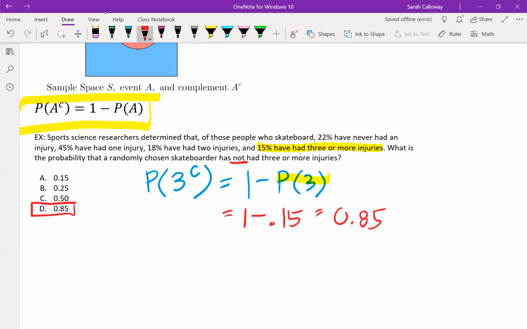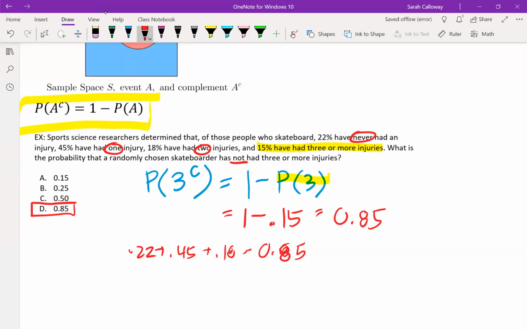Because they gave us all of the data in this situation, if they didn't have 3 or more, they either never had an injury, had 1 injury, or had 2 injuries, right? So one thing that we could have done as well is add up all these values to check to see if we get 0.85. So if we do 0.22 plus 0.45 plus 0.18, notice that that is also 0.85. So there was an alternative way to do that simply because they gave us every situation possible in that probability distribution.